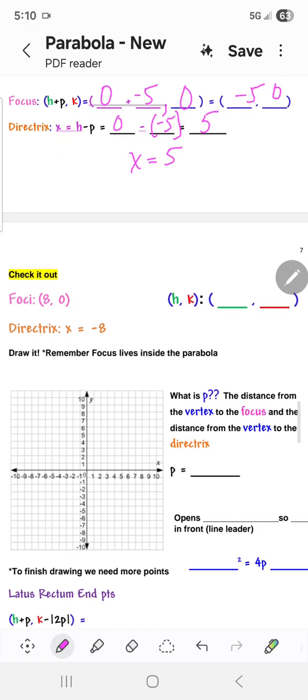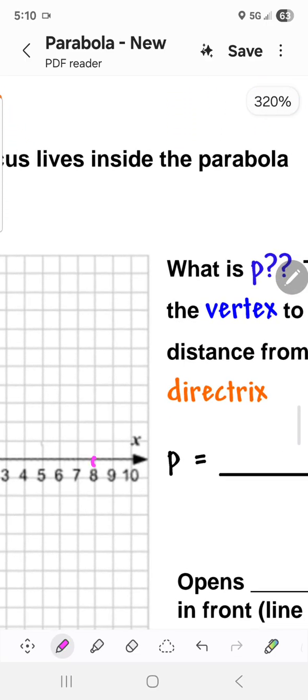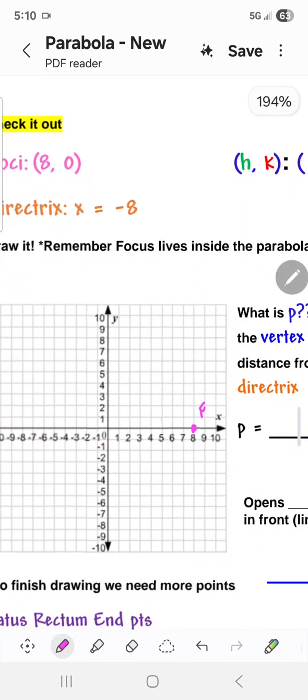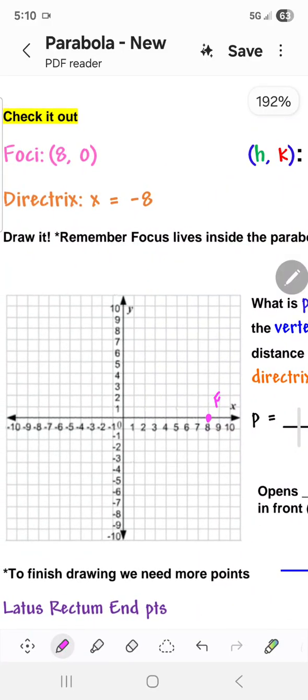Take a look at this one. This one, we actually have just some things to draw. So let's go ahead and plot out some points here. I've got an 8, 0. There's that one. That says that's my focus. And the directrix is X equals negative 8. Every single point on this vertical line has an x value of negative 8.